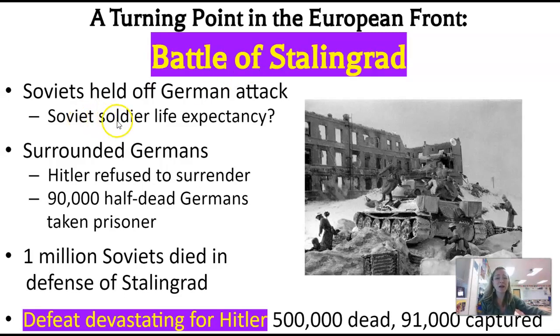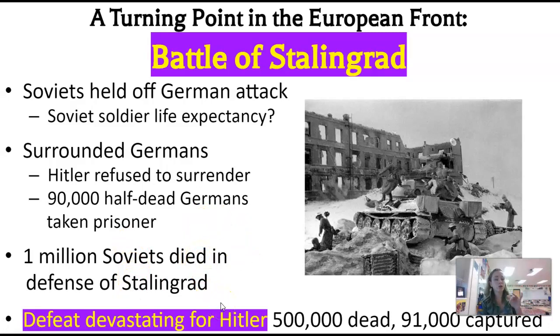The Soviet soldier life expectancy on average was 1 day during this battle. This battle takes place in the city. It also takes place as winter sets in. Unfortunately for the Soviets, they lose 1 million Soviets in the defense of Stalingrad. On the plus side for them, they do win the battle, and this is a devastating defeat for Hitler.